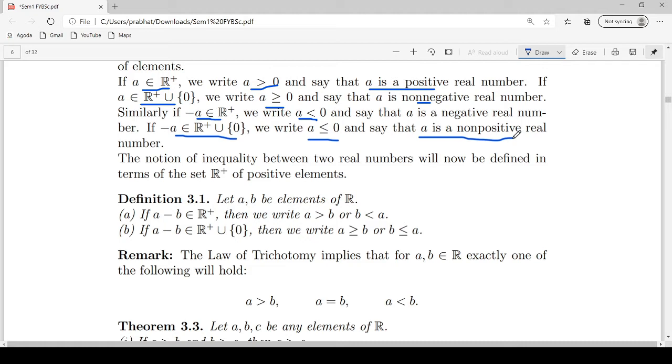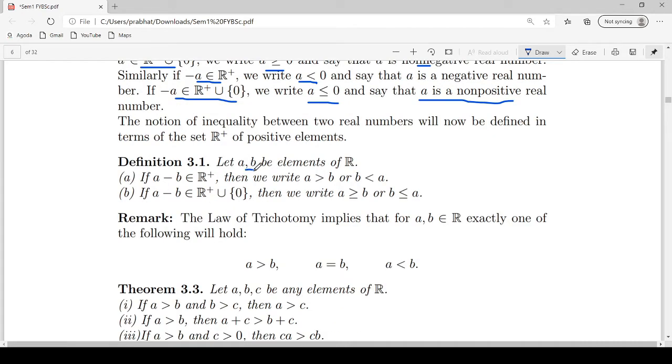Now, let's define the notion of inequality between two real numbers. We will define the notion of inequality using our set of positive real numbers R plus. So if A and B are two real numbers, that means A and B belong to our set of real numbers R, then we say A is greater than B or B is less than A if A minus B belongs to R plus. And we say A is greater than or equal to B or B is less than or equal to A if A minus B belongs to R plus union 0.